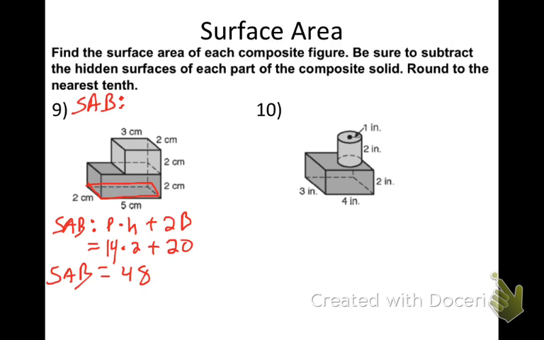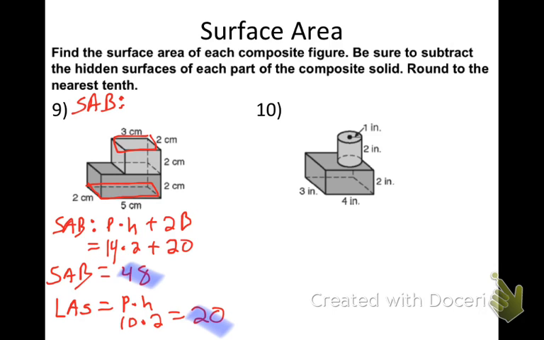Now here's what we want to do. We want to find the lateral area of the small figure. So lateral area of the small figure is the perimeter times the height. What's the perimeter of the small figure? 10 times what's the height? So the lateral surface area of the small figure is 20.